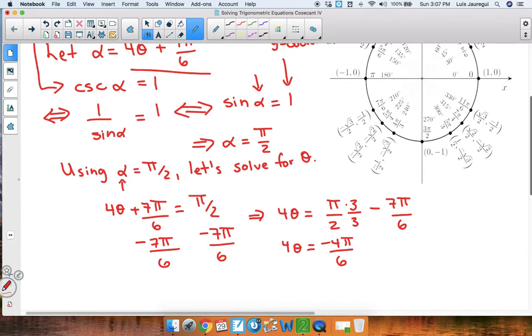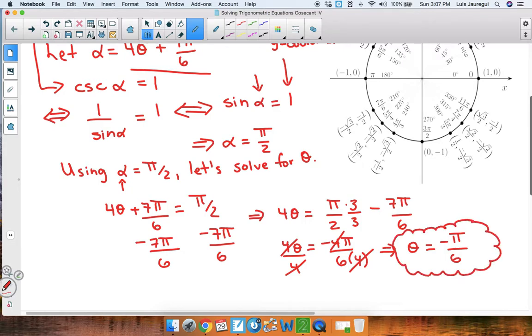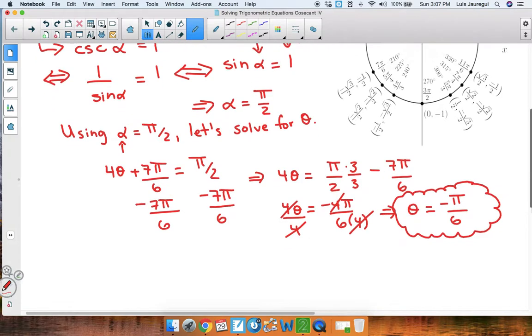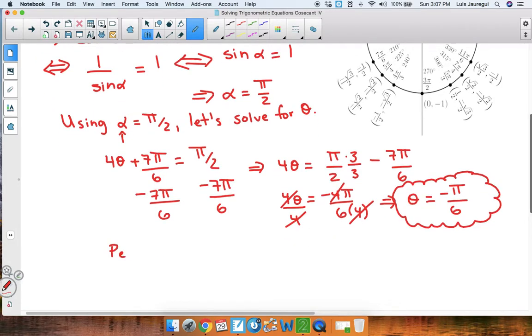Now let's divide by 4 on both sides to get theta by itself. Notice here that the 4's cancel, and so do they here. So we get that theta is equal to negative pi over 6. However, this particular value of theta is not on the interval from 0 to 2 pi. So what we need to do is add the period of the original function to this value of theta. Now, the period of cosecant happens to be 2 pi.